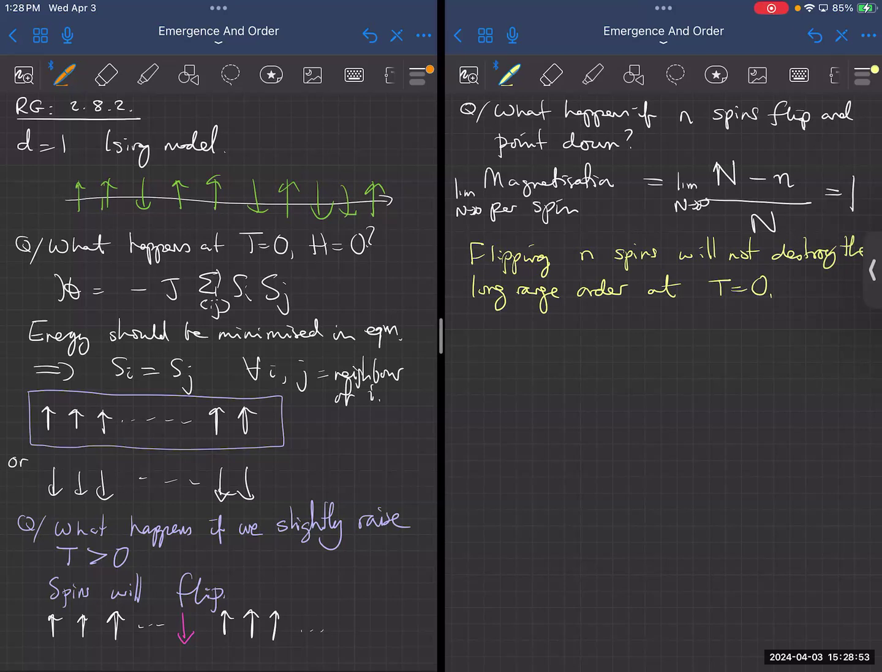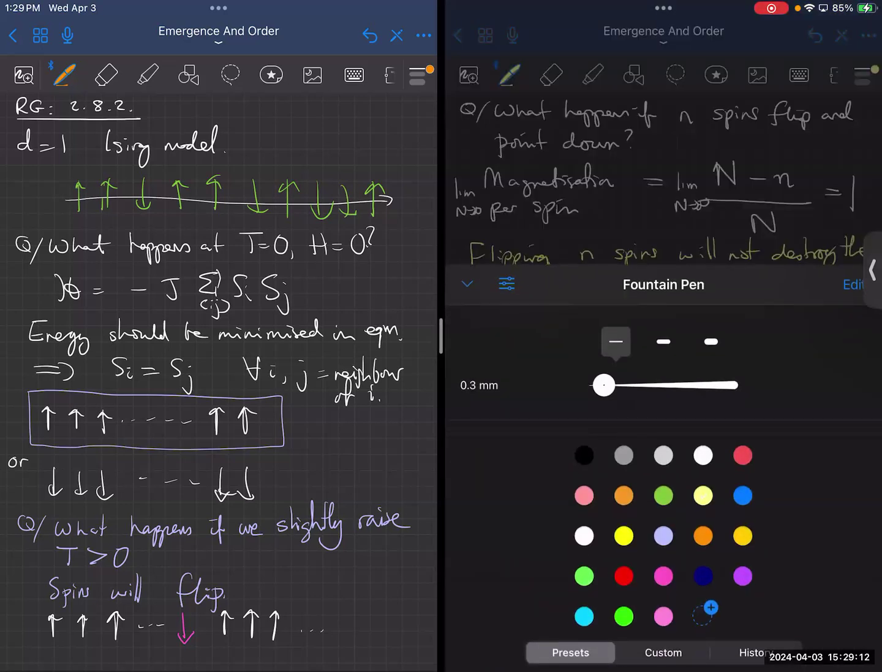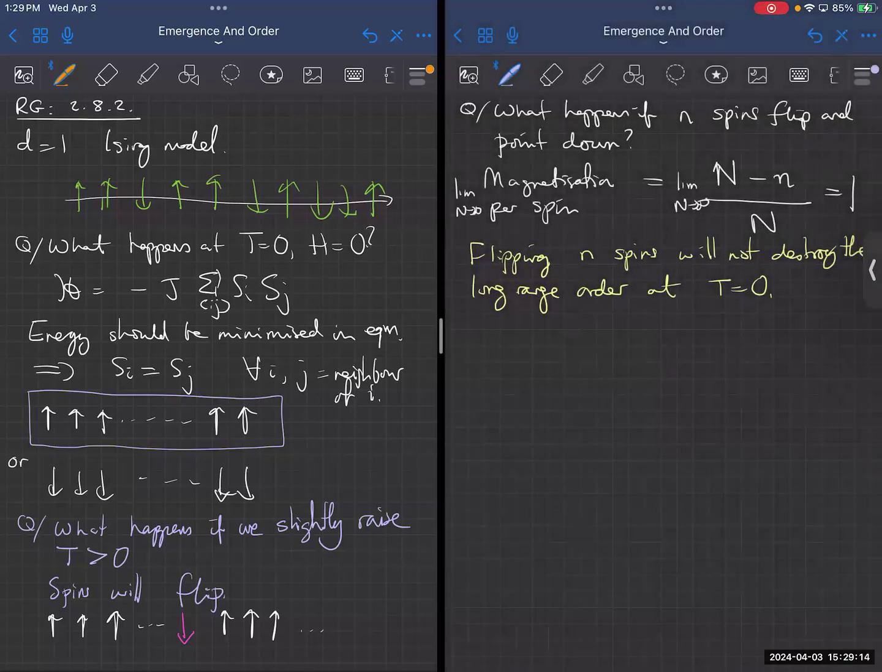I don't think it'll change the limit, but don't you also need a contribution from the down spins? Right, you've accounted for the fact that not all of them are pointing upwards. Then you should also subtract off another little n over big N. Yes, you're right, and it doesn't change it. Yeah, thank you. Okay.